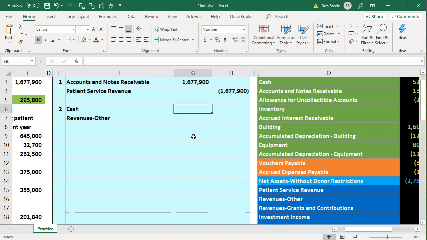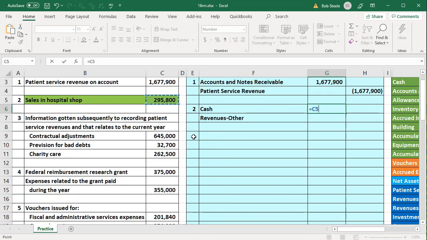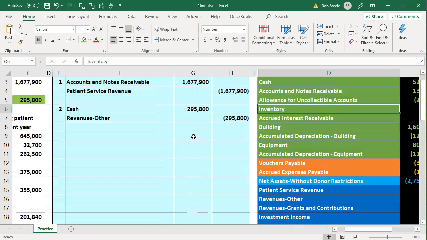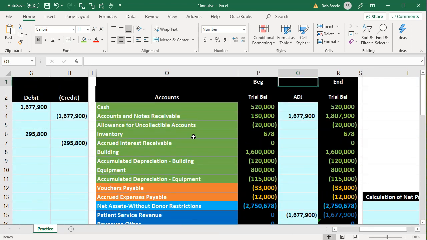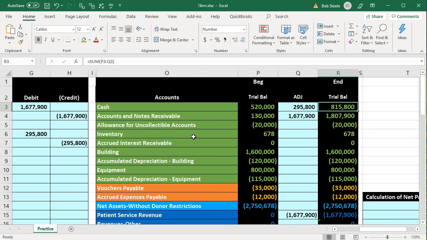And then we're going to be picking up the amount being equal to that $295,800. That's going to be the debit. That's going to be the credit. Now we'll post this out. So here's going to be our cash up top. We're going to post that to the cash up in our trial balance in cell Q3. Within Q3, we'll say equals, scroll back over and we're going to pick up that 295,800 and enter. And there we have that increasing over here.